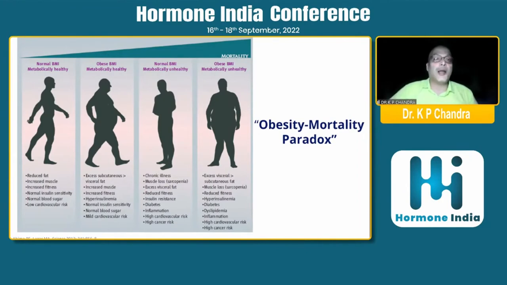There may be conditions where a person is obese but metabolically healthy. That is mostly because they have increased muscle mass and increased fitness. They may have hyperinsulinemia, but they have good or normal insulin sensitivity, and that's why they do not have diabetes. They have only milder cardiovascular risk. But most often, obese people have unhealthy metabolism, and they have excessive visceral fat in comparison to subcutaneous fat, leading to all the metabolic abnormalities that we are discussing.